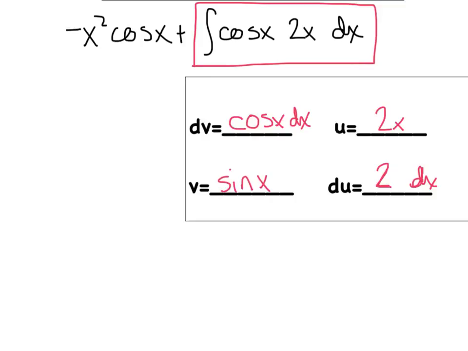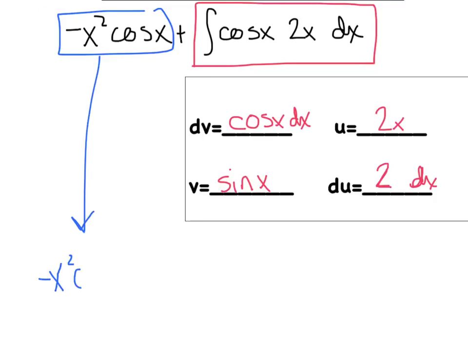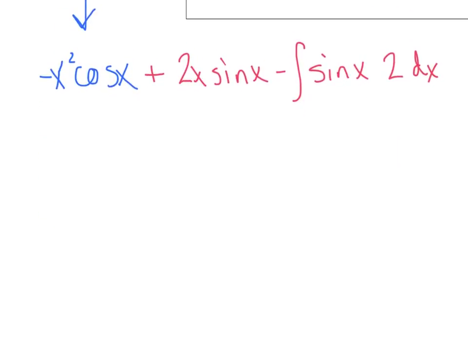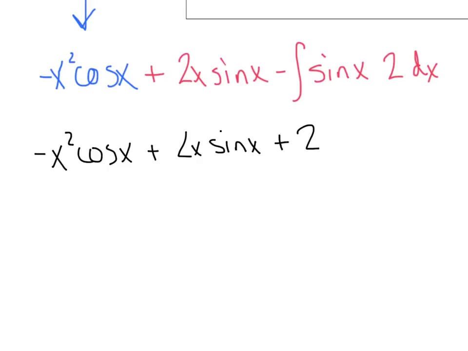All right, so here's the first thing. Bring down the first term that you already had. So that's going to be negative x squared cosine of x. And then I'm going to switch colors. I'm going to do plus uv, which is 2x sine of x, minus the integral of v du. And finally, this time, I do have an integral that's very easily done. So we'll just put the finishing touch. Negative x squared cosine of x plus 2x sine of x. What's that going to be? I'm going to say positive 2 cosine of x is the antiderivative, plus c.